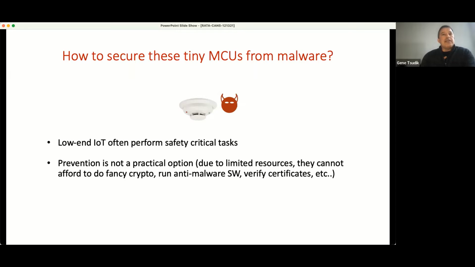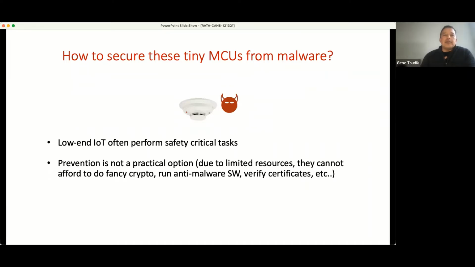Prevention is always better than detection, especially when it comes to safety critical function. However, it doesn't take too long to think about this problem and realize that on such resource poor hardware, prevention is just not viable, because these devices cannot run sophisticated anti-malware software, that is periodically, or sometimes very often, updated with the latest malware fingerprints. They cannot perform fancy crypto.